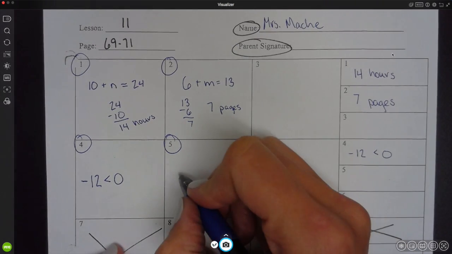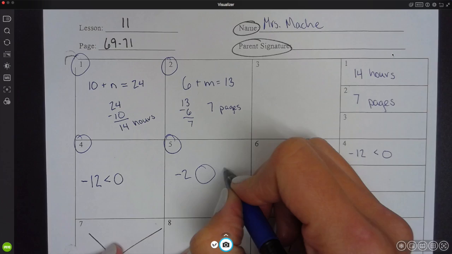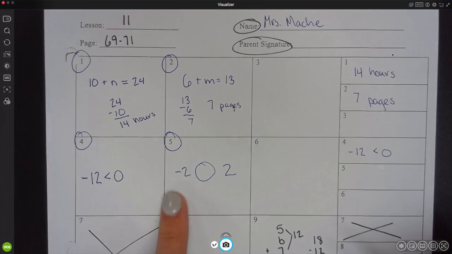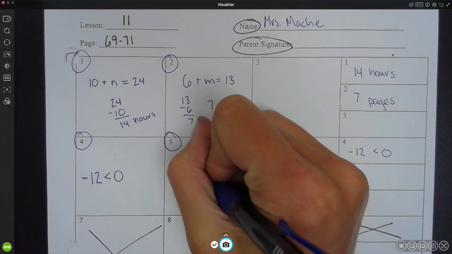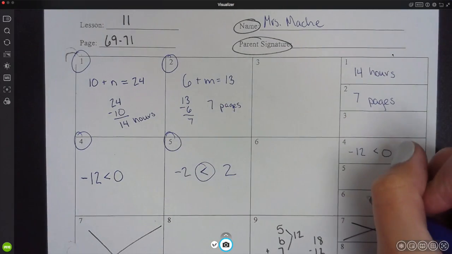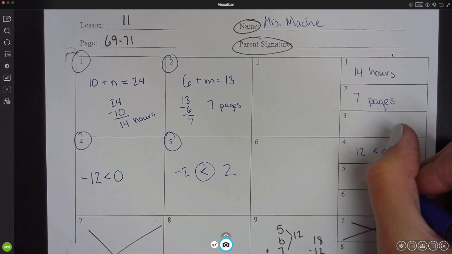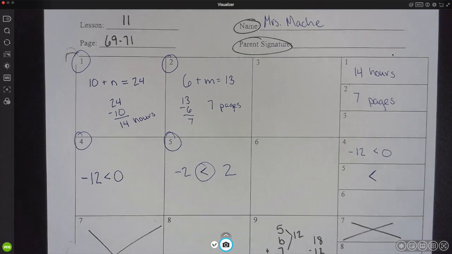Number 5, compare -2 to 2: is it less than, greater than, or equal to? Well, a negative number is always smaller than a positive number. So -2 is less than 2. Your less than symbol can just go in your box at the side. Pause it if you're not done yet, because I'm flipping it over.